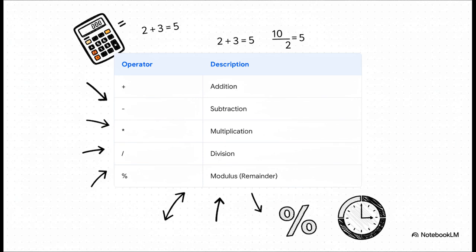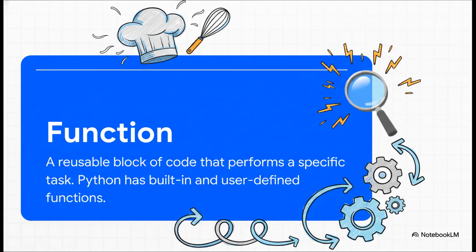The ones you'll know best are the arithmetic operators. I mean, you'll recognize these from math class, and they're essential for all sorts of data analysis. The one that might be new to you is the modulus operator, that little percent sign. It just gives you the remainder of a division, which sounds weird, but it's super useful for things like finding patterns in data. And our other key tool is a function.